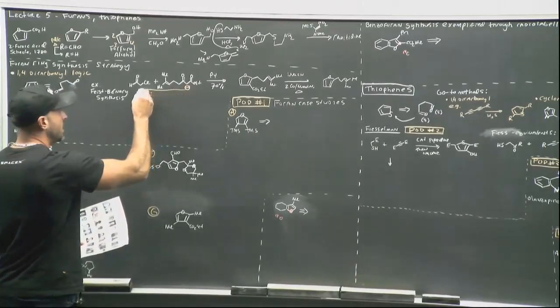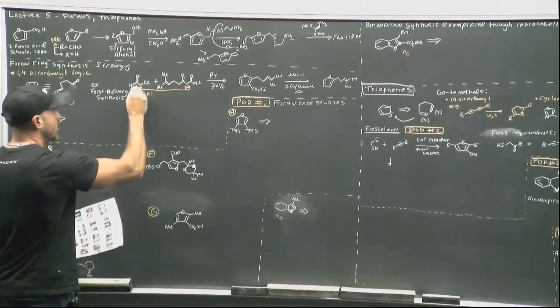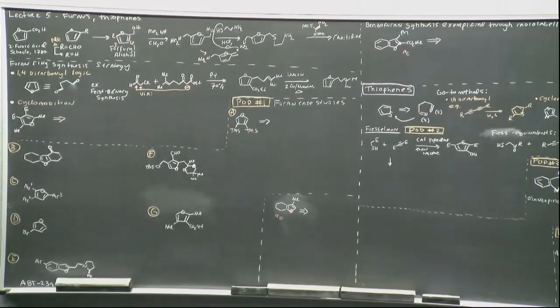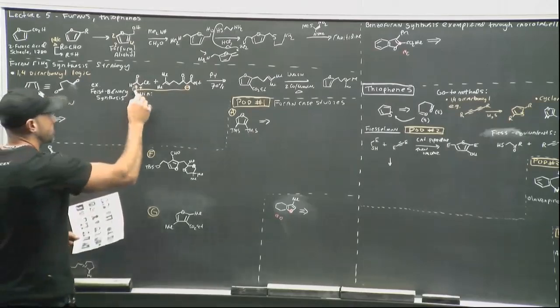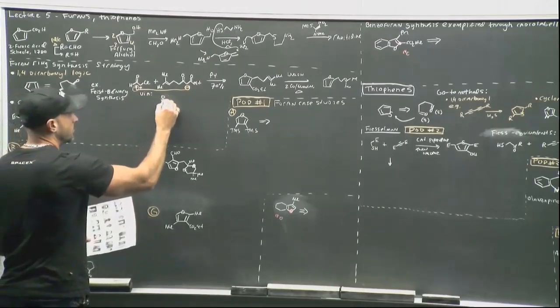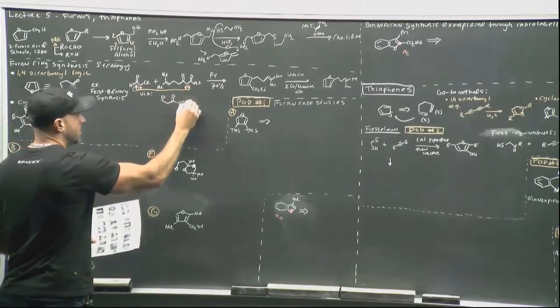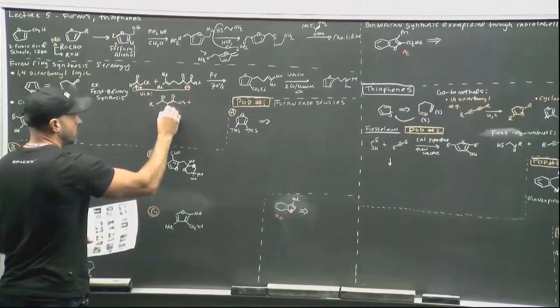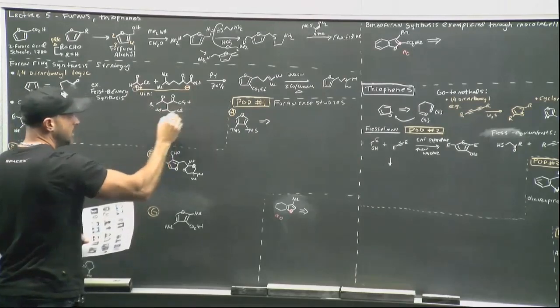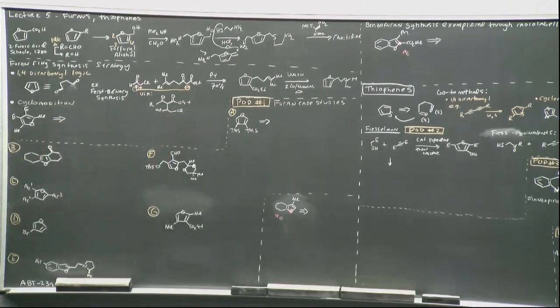Well, I got a choice. I can either go here or I can go here. And in alpha-chloroacetaldehyde, the carbonyl is extremely electrophilic. And with a soft base like this, what you almost always see is attack at the carbonyl. And that will lead us to that. Now, how do I finish it?